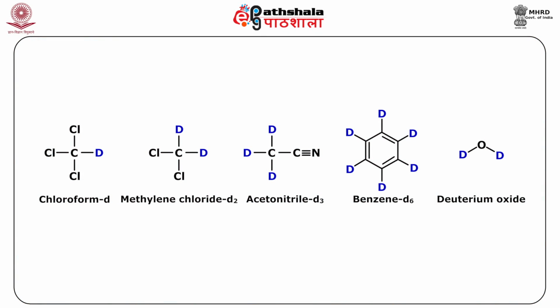All these solvents are routinely used for NMR experiments, and many other deuterated solvents are also available commercially, although they are quite expensive. For example, you can see deuterated chloroform, deuterated methylene chloride, deuterated acetonitrile, deuterated benzene, and deuterated water.